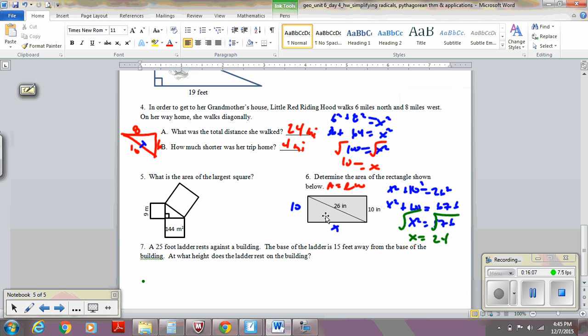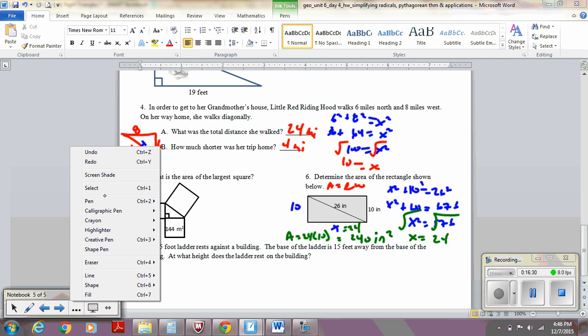So that means the length is 24. And now to find the area, I need to take 24 times 10, which will give me 240 inches squared. Since you're dealing with area, you have to square your units.